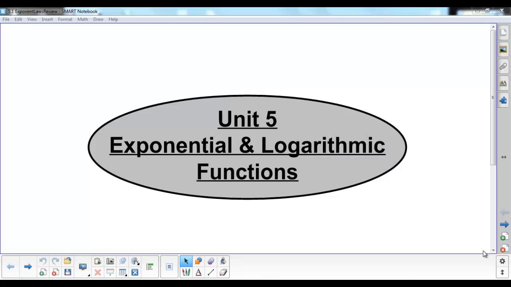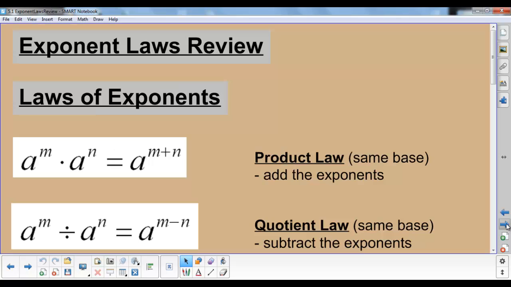Guys, welcome to lesson 1 of Unit 5, Exponential and Logarithmic Functions. So to start off, we're just going to quickly go through some exponent law review.